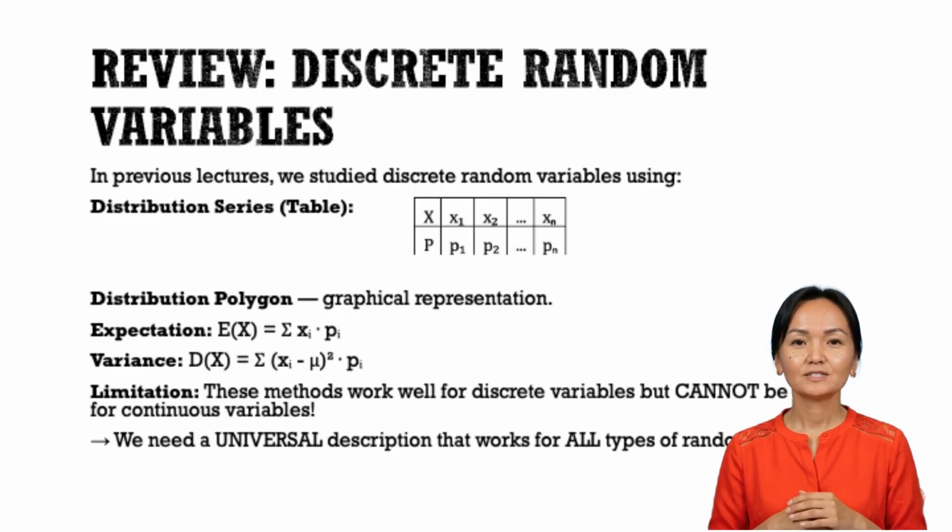Before we introduce the distribution function, let's quickly review what we've learned about discrete random variables. We studied them using the distribution series, a table that lists all possible values and their corresponding probabilities. We also used the distribution polygon as a graphical representation. We calculated the expectation, which is the weighted average of all values, and the variance, which measures the spread. But here's the critical limitation. All these methods work well for discrete variables, but they cannot be used for continuous variables. For continuous variables, we cannot list all possible values because there are infinitely many in any interval, so we need a completely different approach, one that works universally for all types of random variables.